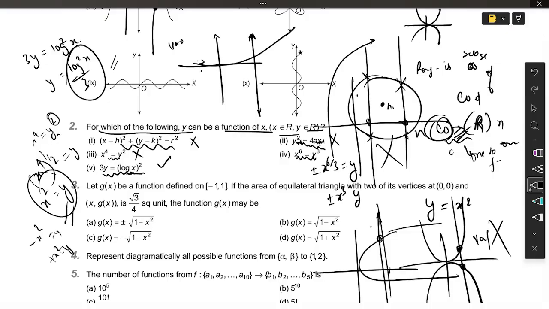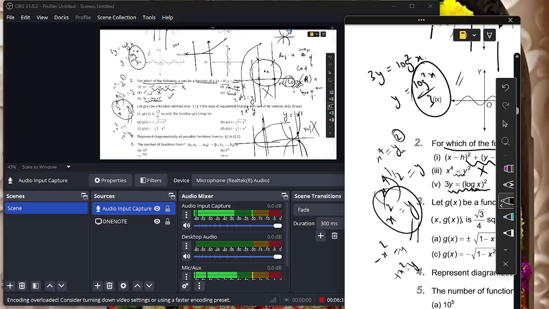I'll just do the vertical line test, and while doing the vertical line test, I'm able to see that there are two values of y for a corresponding x. So this is definitely not a function. Just not a function, right? So we are completed with this.